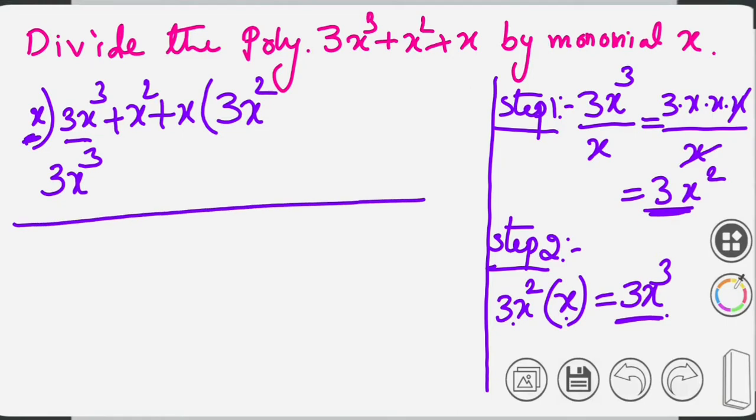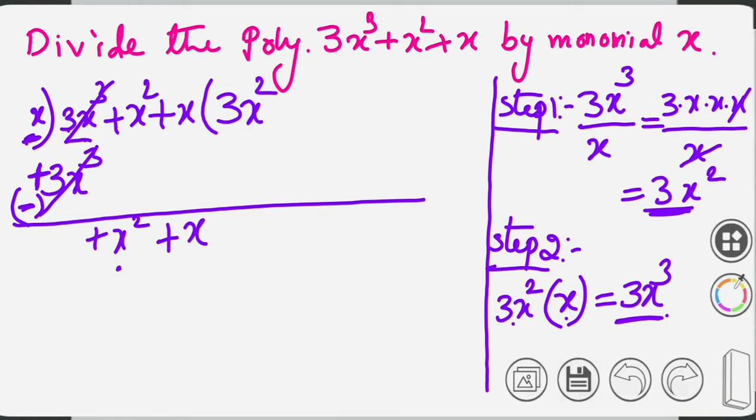And you have to do the subtraction. While doing the subtraction, the symbol will be changed. Here it is plus, so change the symbol, it becomes minus. Plus 3x cube minus 3x cube both will get cancelled, and the remaining you have to write here. You will get plus x square and plus x. Now the same process we have to follow for the next step. That means this becomes the dividend now. This is the divisor. So same step.